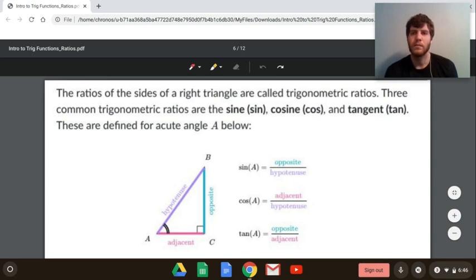Okay, hi guys, these are the notes for the intro to trig functions, or intro to trig ratios. The three main trig functions that we have are sine, cosine, and tangent. Sine we abbreviate sin, cosine cos, and tangent tan. We can call these trig functions, or we can call the ratios trigonometric ratios.